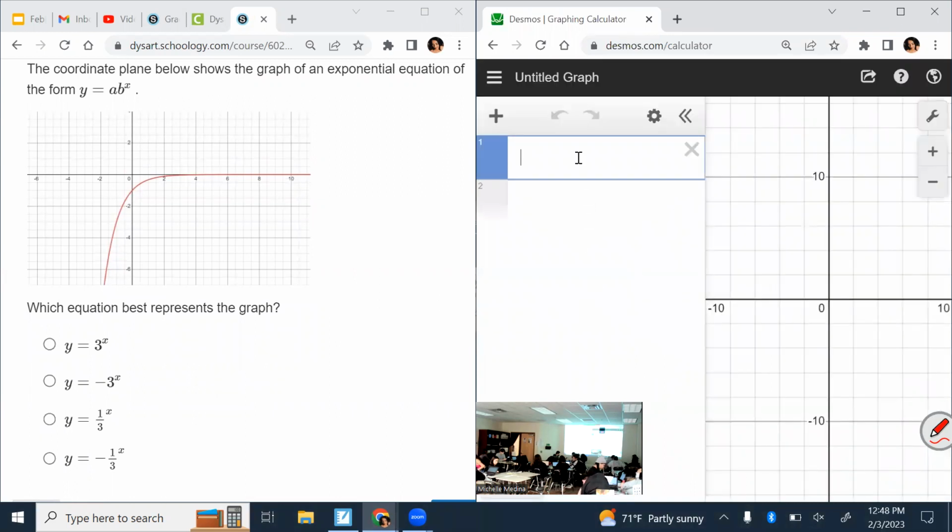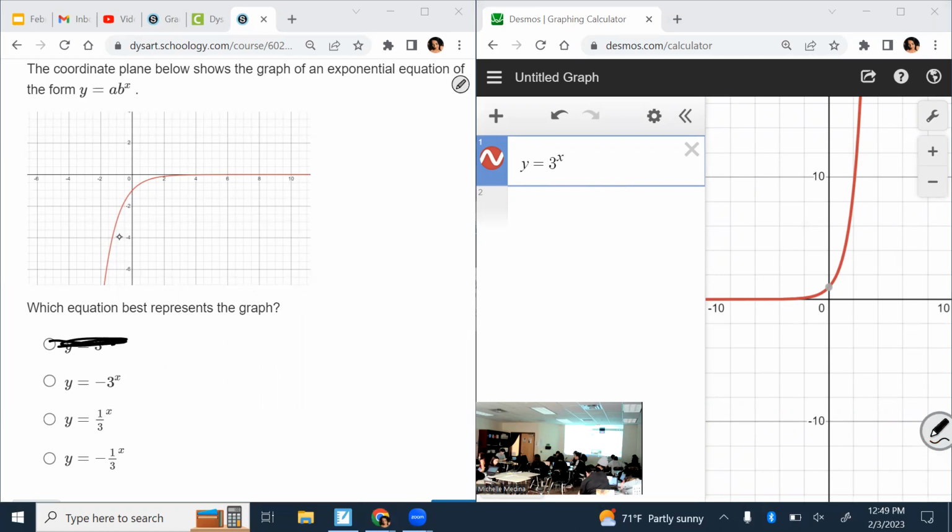So 3 to the x. Remember, Desmos reads y's and x's. So you could type in y equals 3 to the x. Does that look like this graph? So then it's not going to be A. Or your answers might be shuffled. It's not going to be the first one on my screen. Is it going to be this one? It looks like they're going opposite ways though. So I don't think so on that one. I'll check the answer to be sure, but I don't think so.